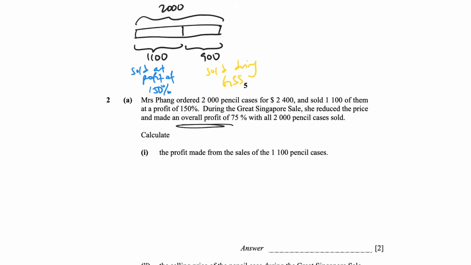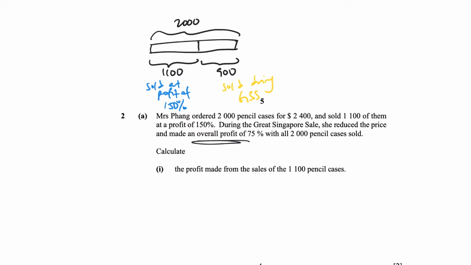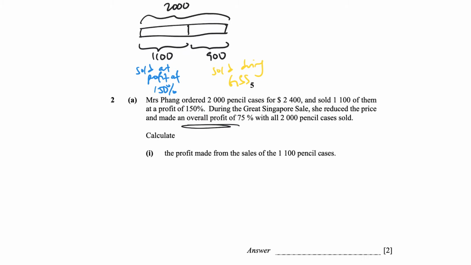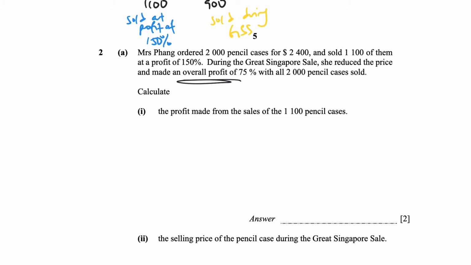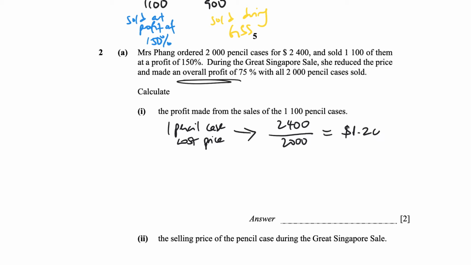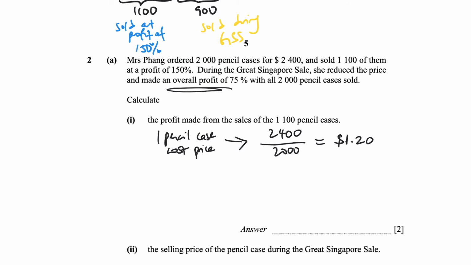Okay, so let's see. What is the profit made from the sales of the 1,100 pencil cases? So she ordered 2,000 pencil cases for $2,400. I think it makes sense to find the cost price of one pencil case, right? How much did it cost Mrs. Pang? That is simply 2,400 divided by 2,000. So one pencil case cost Mrs. Pang $1.20, and she sold 1,100 of them at a profit of 150%.